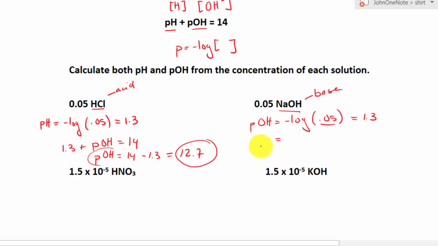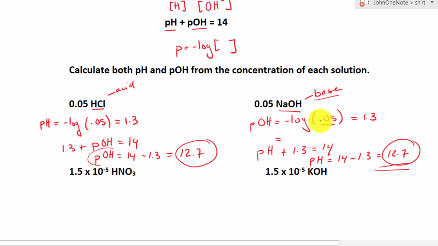So in this case, we have the same equation, pH plus pOH equal to 14. pH we don't know, but we know that pOH is equal to 1.3. So your pH must be equal to 14 minus 1.3. What is that going to be? Oh, look, the same math again. We have 12.7. So in this case, we have a solution made from a base, and we solve for pOH first, and then from there we can solve for pH, which is 12.7, which is very basic.